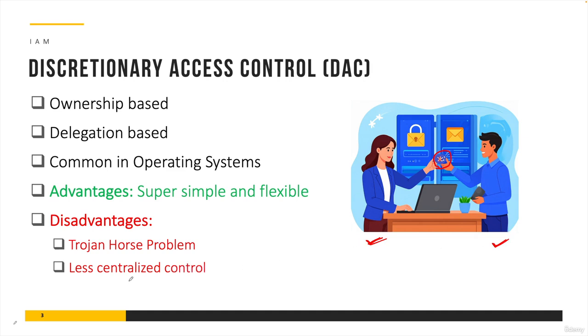The next disadvantage is that there is less centralized control. This means that you cannot have a central authority making the decisions, for example, in larger environments such as corporate environments. The owner could be different people within the organization, and then it's very hard to scale it. So for example, for every person and all the resources that they own, they have to specify that, okay, this person can do this, this person can do this. So it's very hard to scale.